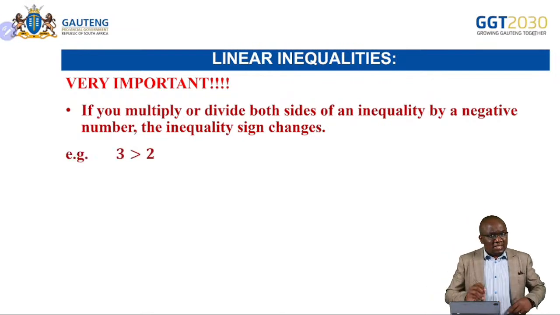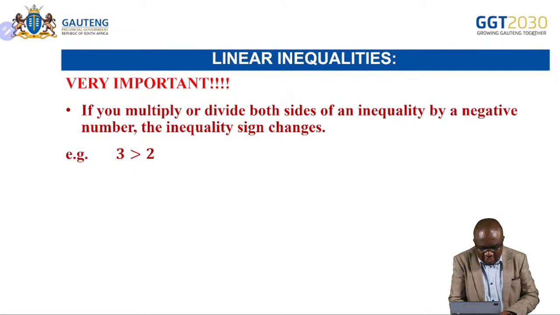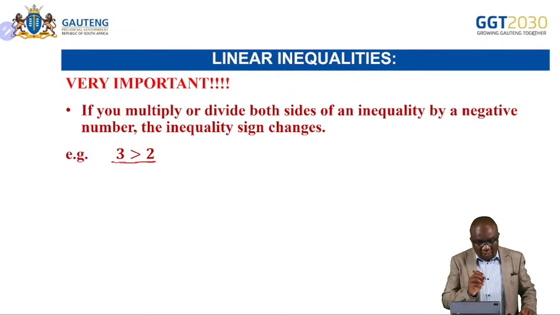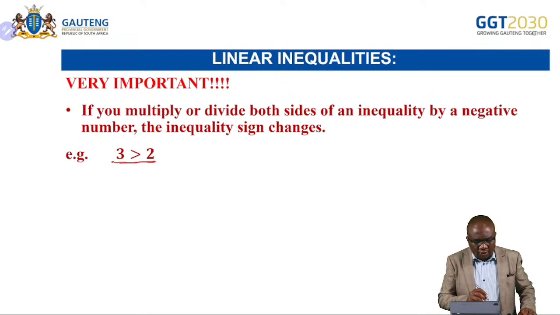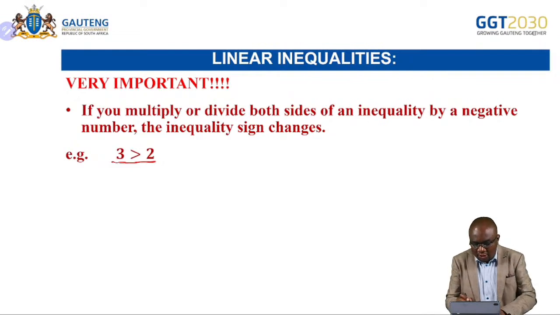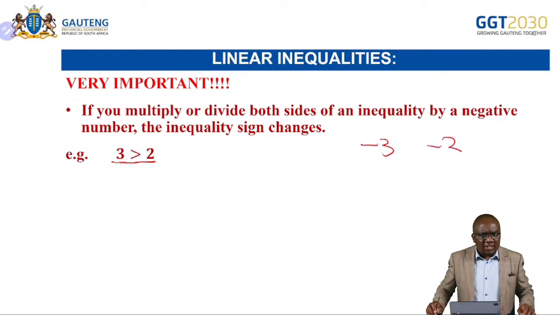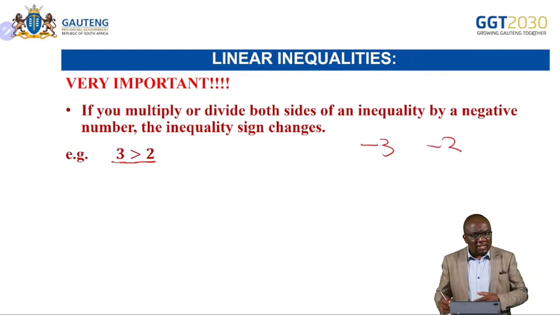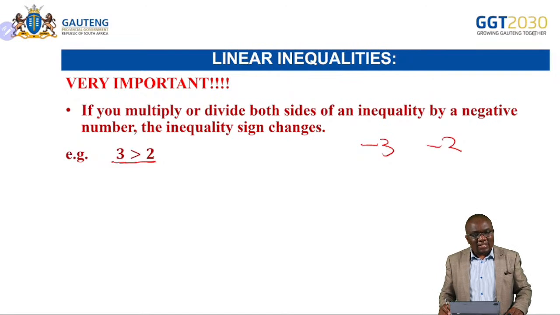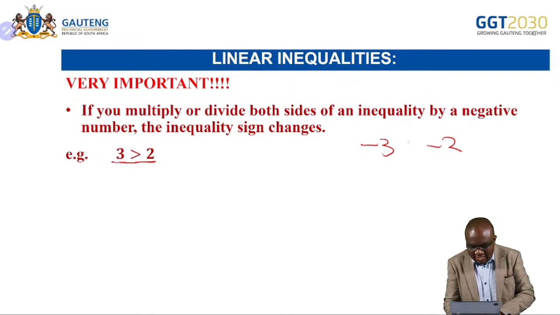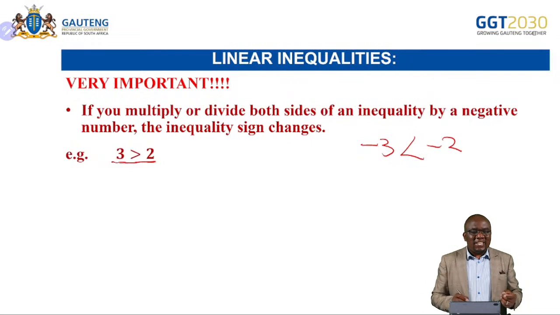Right, 3 is greater than 2. Do we agree? Let's multiply these two numbers by negative 1. We multiply 3 by negative 1, we multiply 2 by negative 1, and see what you're going to get. You'll get negative 3, negative 2. Now, which one is greater? Negative 2 is greater than negative 3. Check the number line. Negative 2 is on the right of negative 3. So negative 2 is greater than negative 3. So the sign is changed. Now negative 3 is less than negative 2.